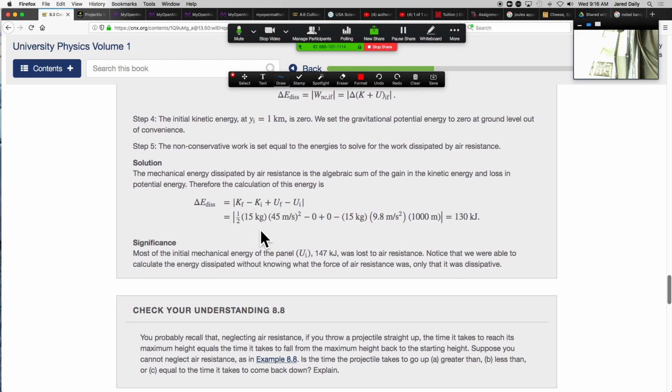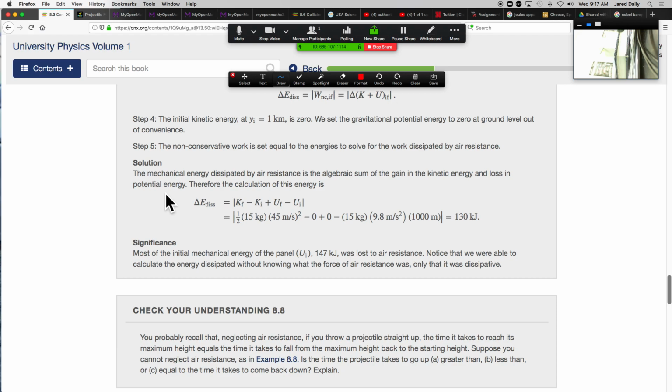So here's our final kinetic energy minus our initial kinetic energy, 45 meters per second minus 0 meters per second in these two formulas. And then our final potential energy, which is at the ground, which is 0, minus our initial potential energy at 1,000 meters, right? Plug in all our numbers, our masses, our velocities, and everything else, and we get 130 kilojoules of energy total in the change in kinetic and the change in potential. And that is going to be equal to the amount of energy that was dissipated during that process.